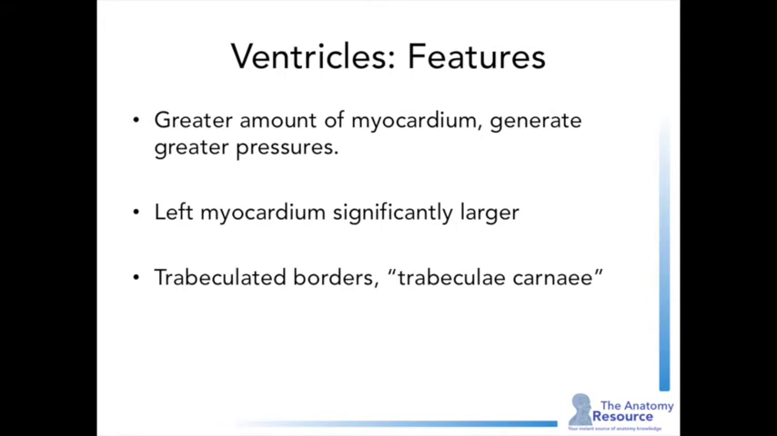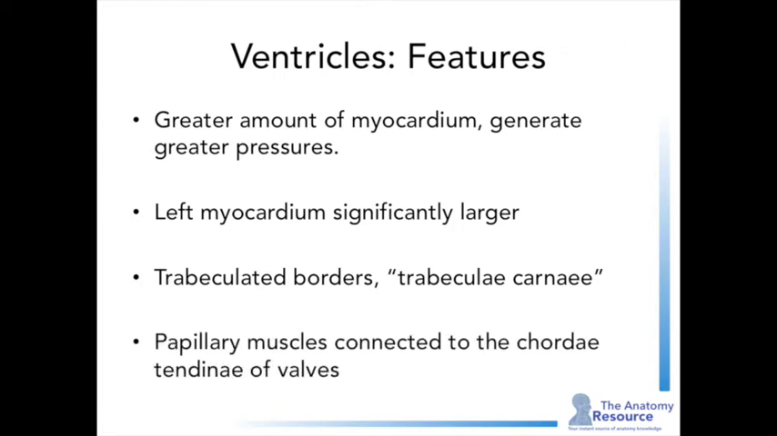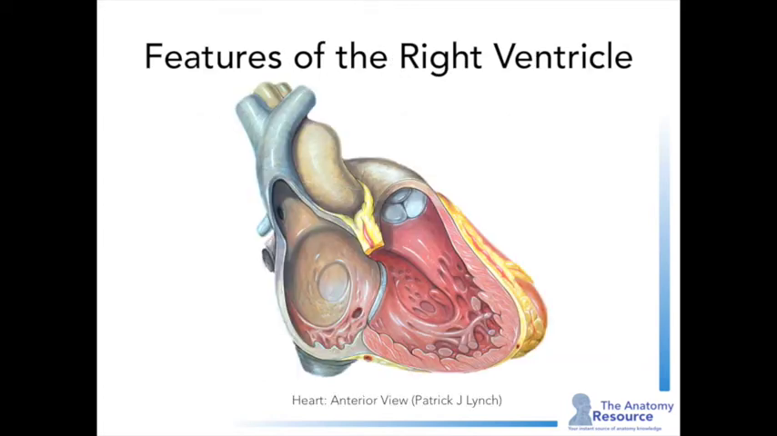It has trabeculated borders, what we call the trabeculae carneae, and these are roughened, trabeculated muscles that essentially show the rough edges of the myocardium. We then have these features, papillary muscles, that are attached to these structures, the chordae tendineae of the valves, which maintain their patency, and we will come back to those again shortly.